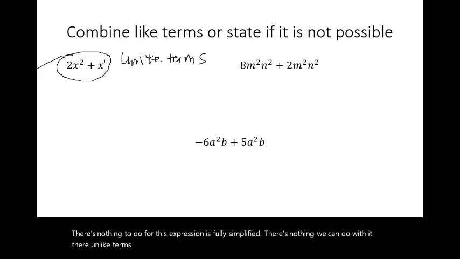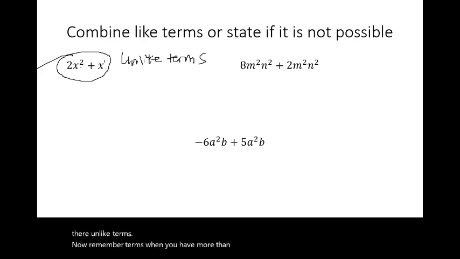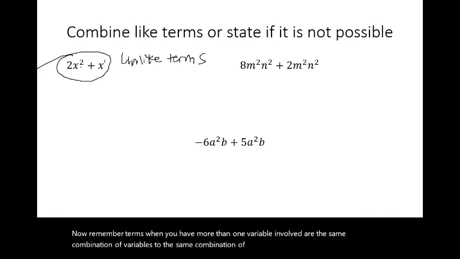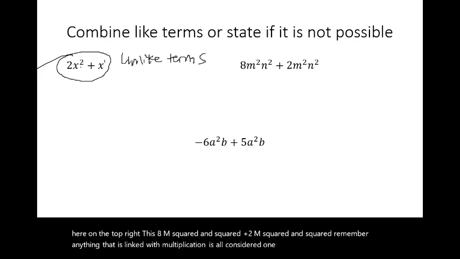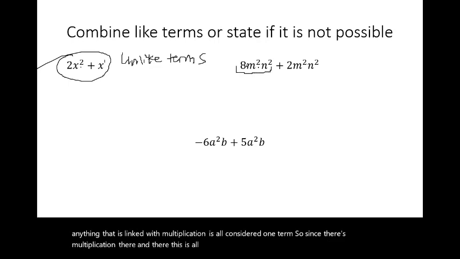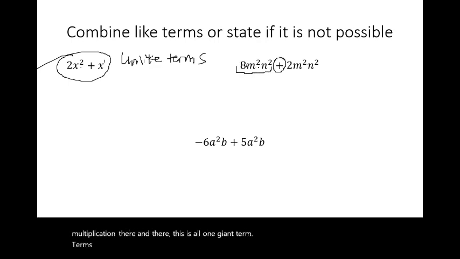Now remember, like terms, when you have more than one variable involved, are the same combination of variables to the same combination of powers. So I'm looking at this next one here on the top right, this 8m squared n squared plus 2m squared n squared. Remember, anything that is linked with multiplication is all considered one term. So since there's multiplication there and there, this is all one giant term. Terms are only separated by plus signs and minus signs. So that plus sign separates it into another giant term. So 2m squared n squared is also another giant term.